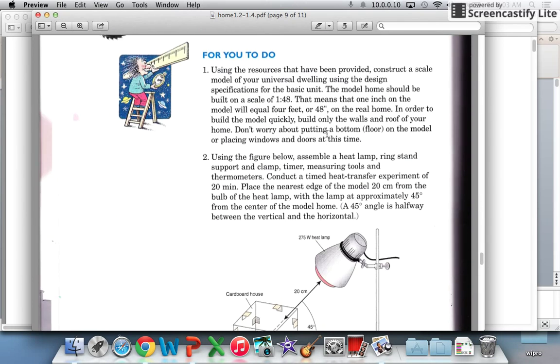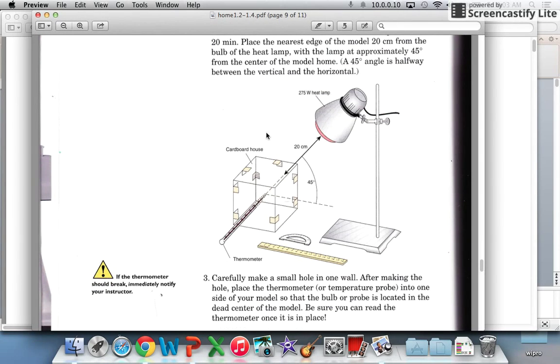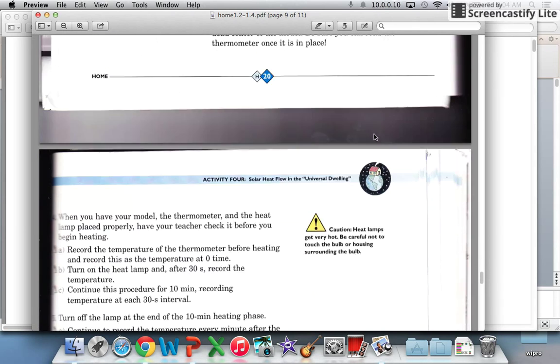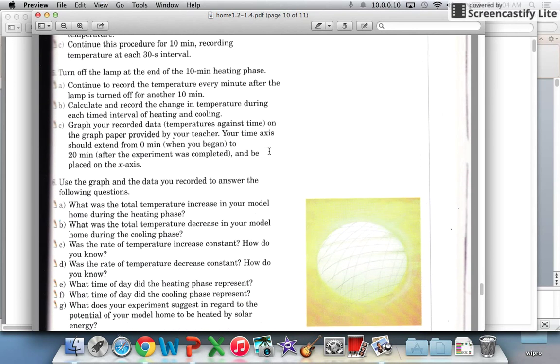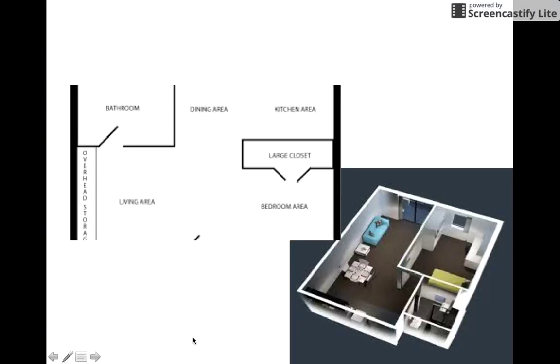And once they build it, they're going to test the universal dwelling. There's a picture of a setup here with the materials: the ring stand, the heat lamp, trying to control for the distance, and the tape and the cardboard or cardstock. If you don't have a ring stand, you could try to set up these heat lamps by taping them to a wall or on some books. Get creative, a desk, but you could try to set this up if you don't have ring stands available. Okay, and recording and collecting data and then analyzing the data. That's what this is all about.